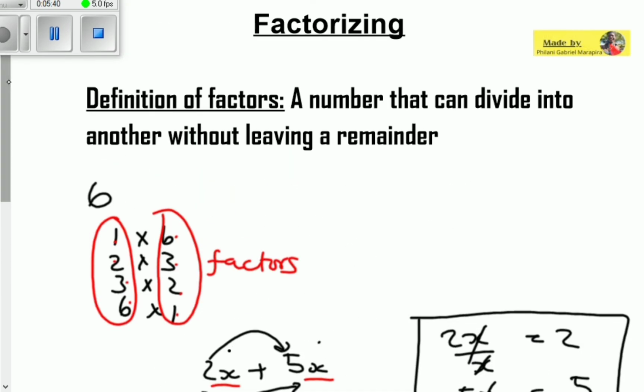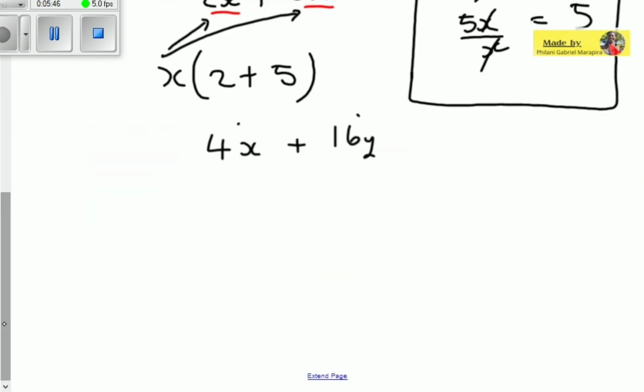According to the definition of the factor, it says a number that can divide into another without leaving a remainder. Therefore, what you have to do here is just to come and look for that number. So you can see here we've got x and y. X and y can never be the same. They are unlike terms. So don't even think of factorizing those because they are unlike terms. They are not the same. It's like a table and a chair. You cannot add them. You cannot do anything to them. So they just remain separate.